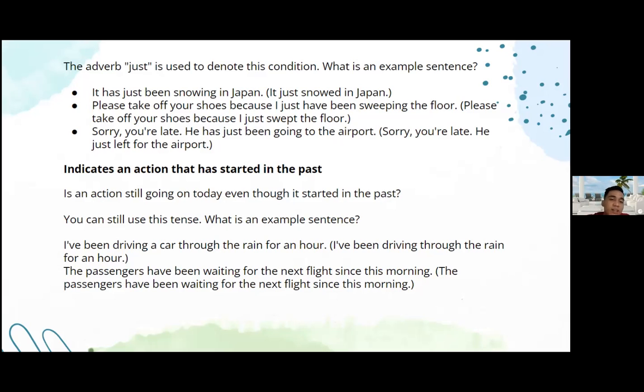It also indicates an action that started in the past. Is the action still going on today, even though it started in the past? You can still use this sentence. What is an example sentence? I have been driving a car through the rain for an hour. The passengers have been waiting for the next flight since this morning. Next.